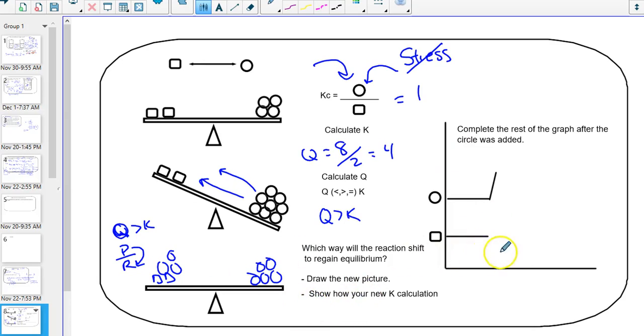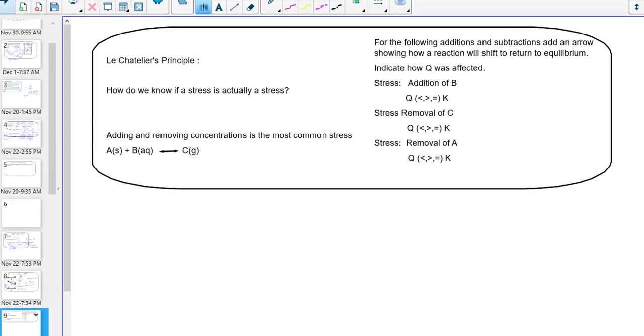So what happened here? Well, I ended up losing, and this is a really important drawing here, I lost my circles and gained my squares, and then I regained my balance. Notice a really important piece here: I'm never going to fall below my original value. Because when I added this stuff, I have more stuff there. I can't go below that original amount. Hopefully that makes sense.